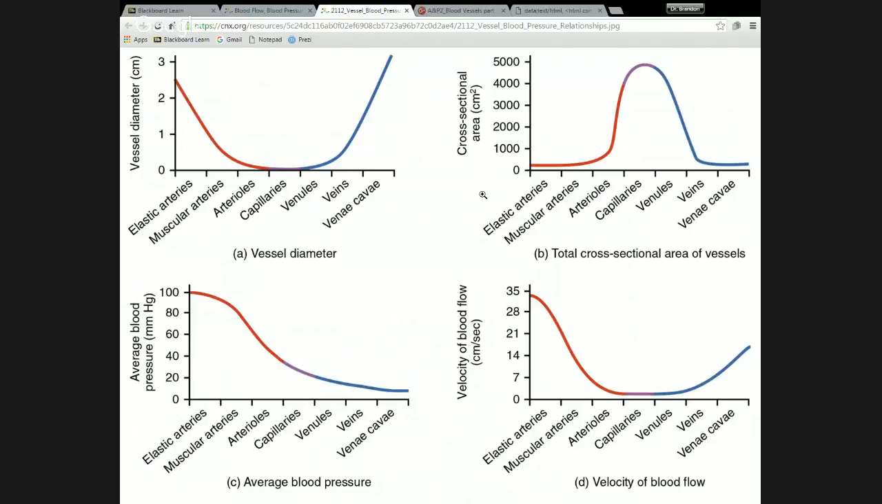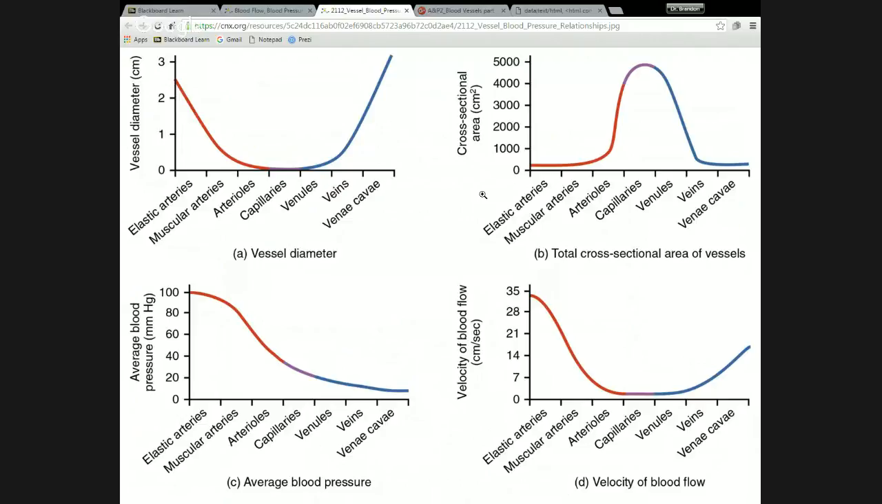So if the aorta is 2.5 centimeters, then the vena cava, which is its complementary vein, has to have a greater diameter. So it's more up around 3 centimeters or so there. This is talking about the diameter of an individual vessel in any of these groups. Okay, so individual vessel diameters go way down, bottom out when we get to capillaries, and then come back up on the other end.